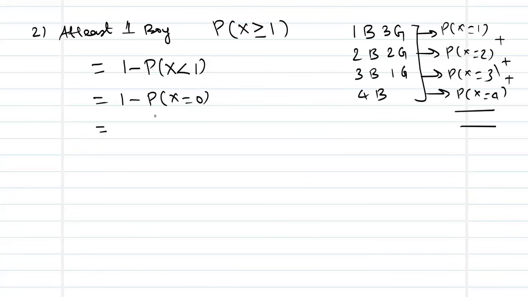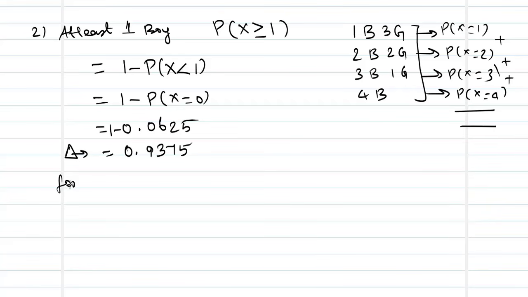So when we go for this, then probability of x equal to 0 will be equal to 0.0625. Subtract it from 1, and in which case what will happen, the total probability now turns out to be equal to 0.9375. This is the probability that one family has at least one boy.